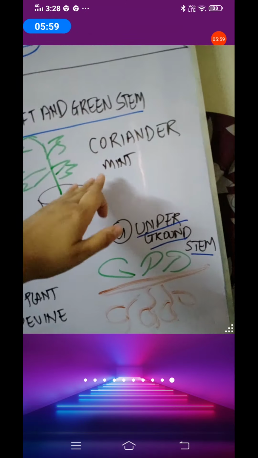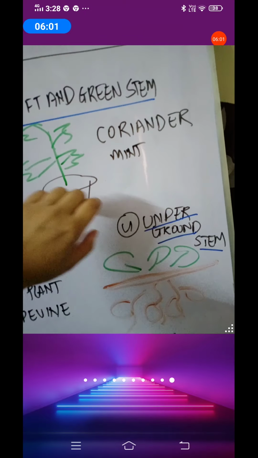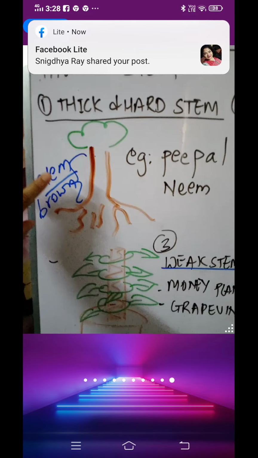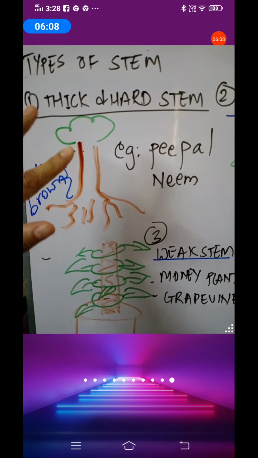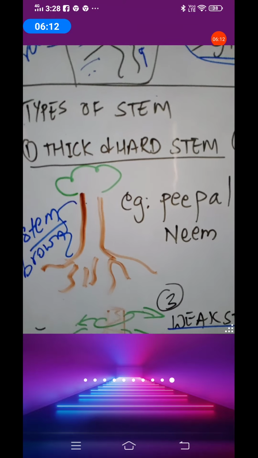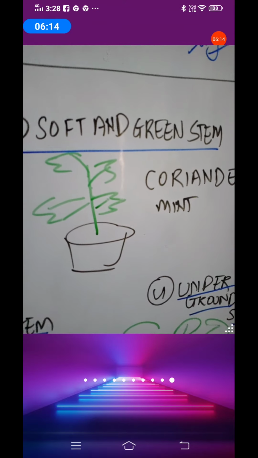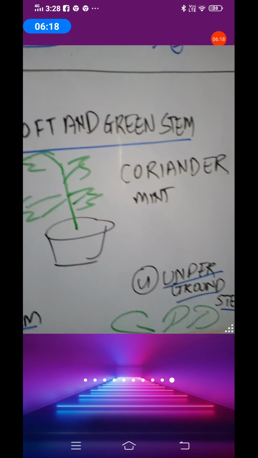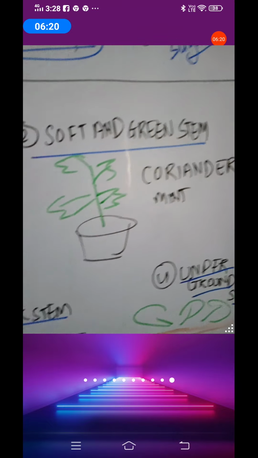If you see these plants, even the stem is green in color. If you go and see a peepal tree, the stem will be brown in color, because it is a thick and hard stem. And if you see these plants, the stem will be green in color and it is a soft stem. You can break the stem of the coriander plant.